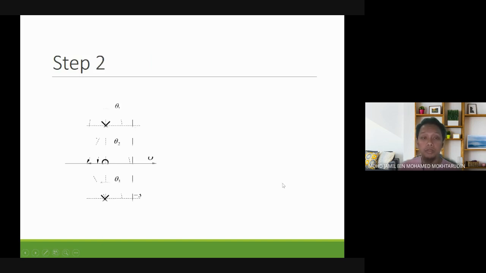Then step number 2, we determine the angle made from the poles and zeros to this point of interest. So we can draw a line and then we determine the angle. The angle is always measured from the positive real axis, the positive x-axis. For example, θ1 here is measured from the positive x-axis.